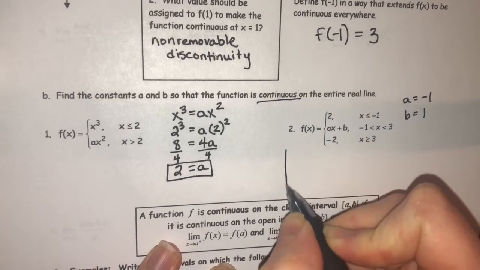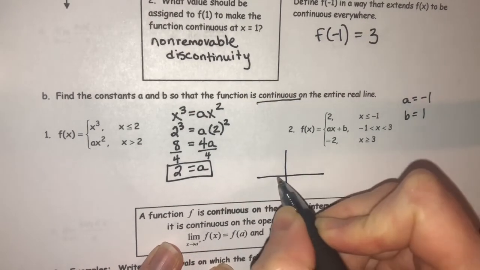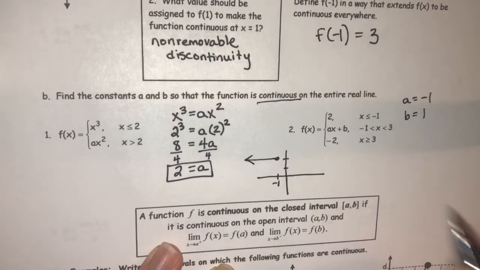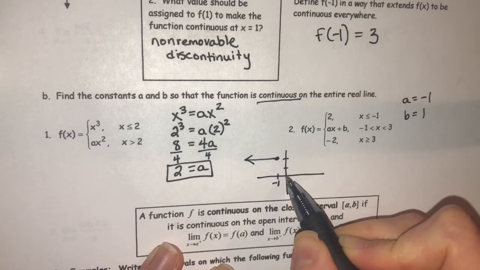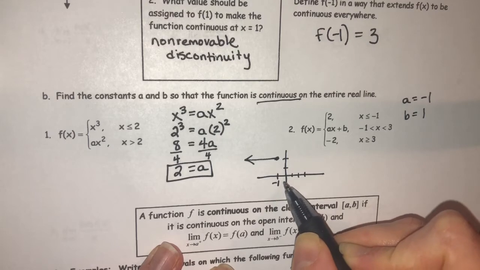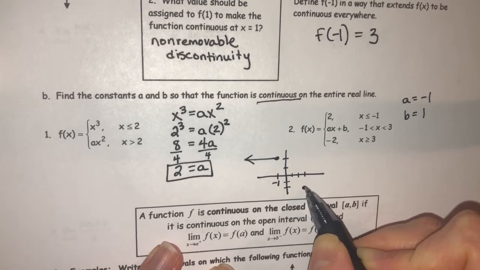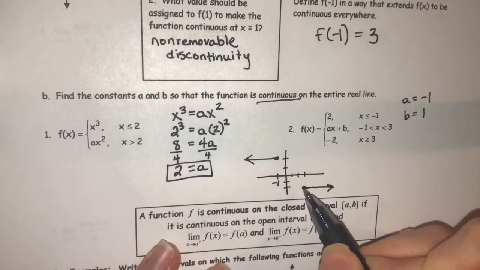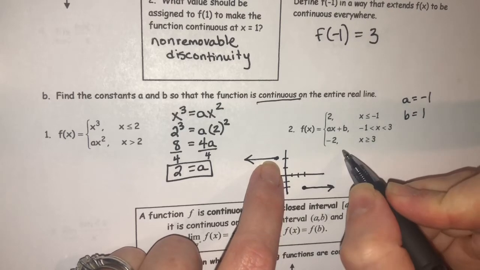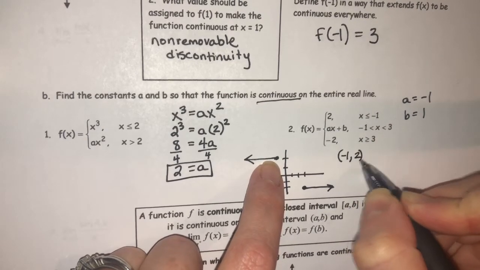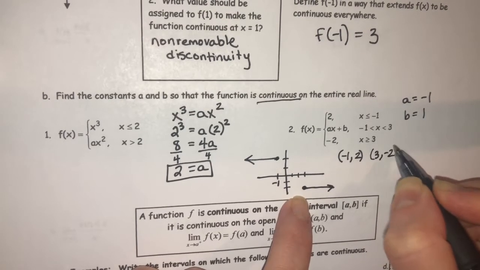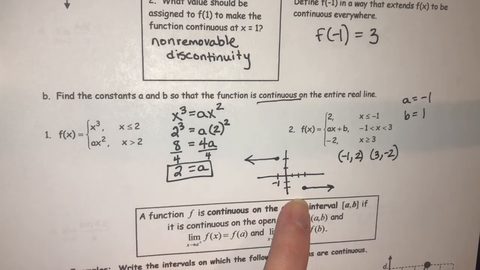One way you could do it is kind of looking at it graphically. You could say at -1, I'm up here at 2, and that point's included, and it goes on this way. At x equals 3, I'm down at -2, right here is included, and it goes on this way. So I need a line that connects these 2 points. What are the coordinates of those 2 points? Well, (-1, 2) needs to go to (3, -2).